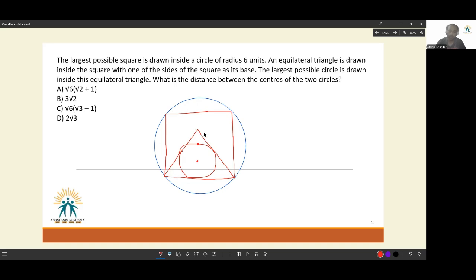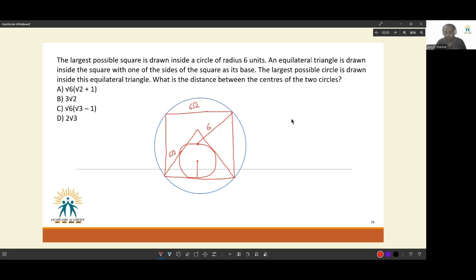First thing I know is that the radius of the circle was 6. This was 6. So if this is 6 and this is 6, the side of the square is 6 root 2. If the side of the square is 6 root 2, then the side of the equilateral triangle is also 6 root 2. So first I'm trying to figure out the inradius of the triangle.